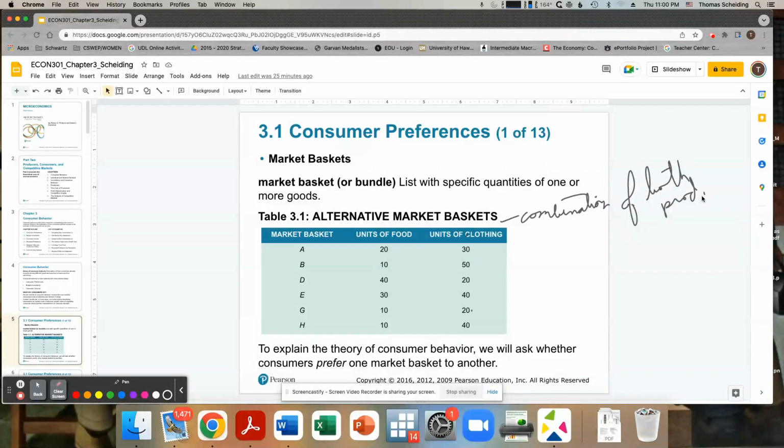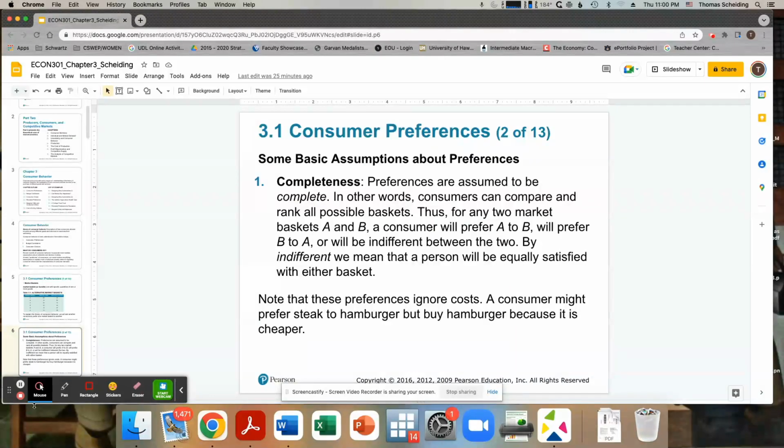Now, what we care about is, does a consumer prefer one of these bundles over another? That's what we want to know when we're trying to understand this human behavior. So let's talk about what the assumptions are. What is it that we're assuming about these preferences? Each of these assumptions are important. So the first assumption is completeness.